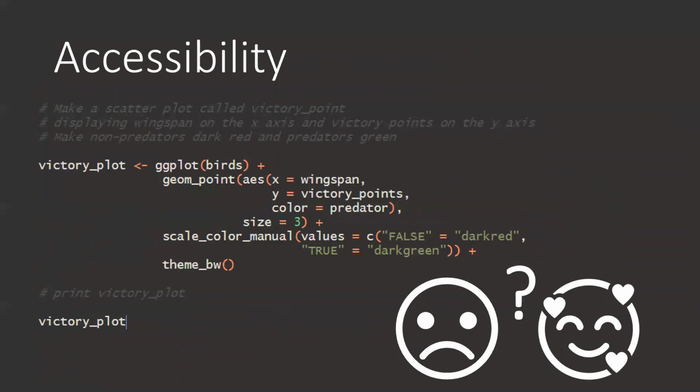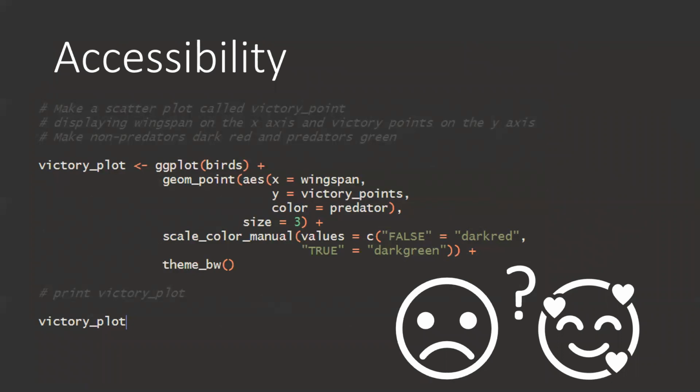The last topic that I want to tackle today is accessibility. And this is a big topic. So I want to be really clear that we're just barely going to scratch the surface of it here. So to show you one way in which we can help make our code and our data output more accessible, we're going to make some plots.